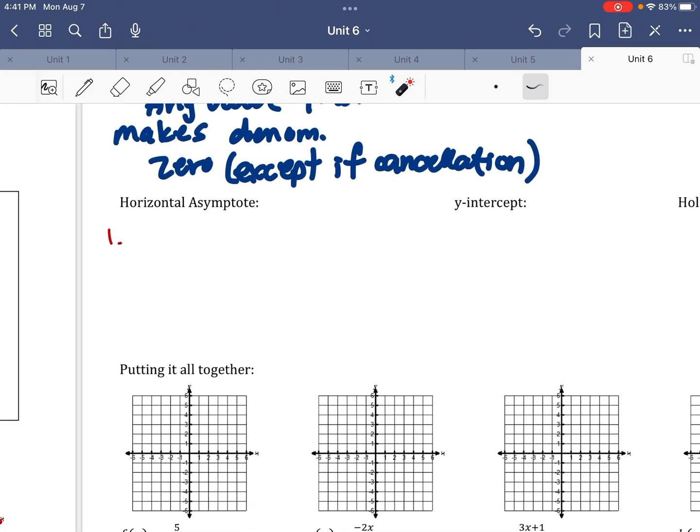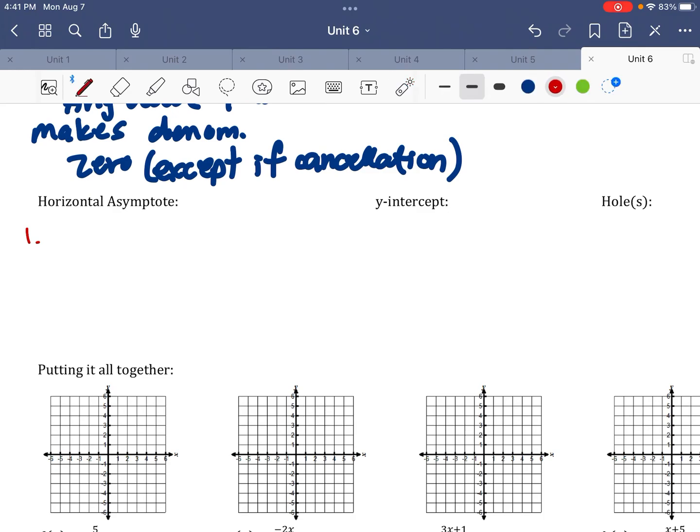All right, so when I say degree of numerator, if the degree of the numerator is smaller than the degree of the denominator, then your horizontal asymptote is y equals 0.